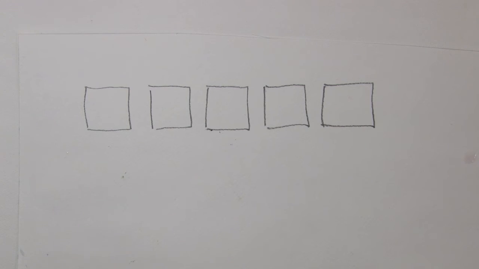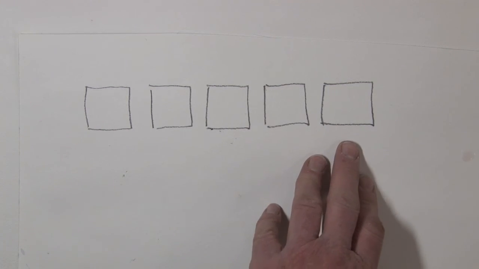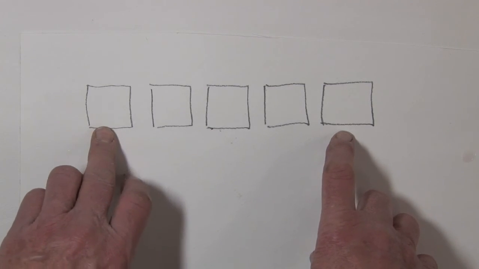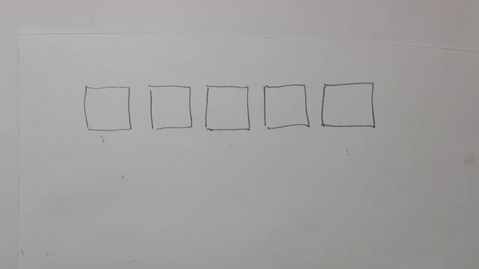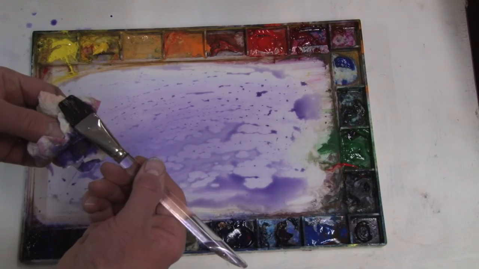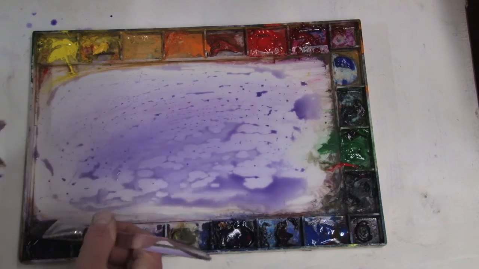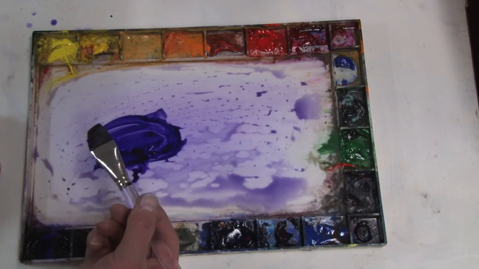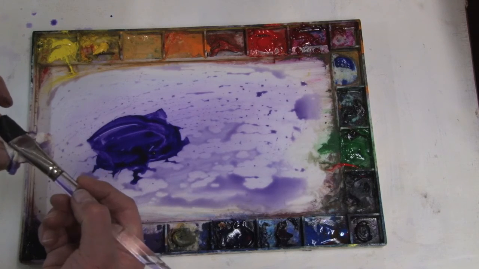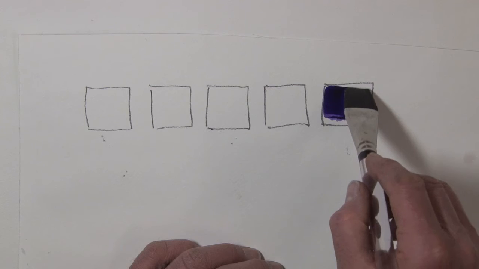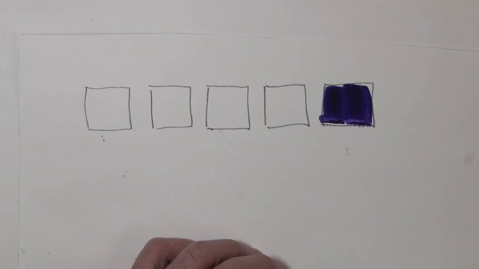Okay, what I'm going to do here is create a value scale with 5 values going from as dark as possible to white. So I'm going to choose a dark color, and I want to get most of the water out of my brush because dioxazine purple with very little water is a very dark value, approaching black even. So there's a very dark value of dioxazine purple.